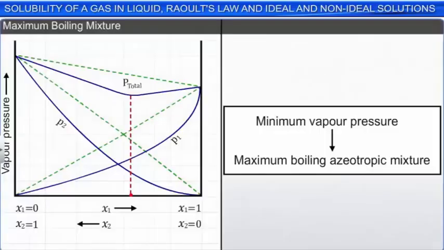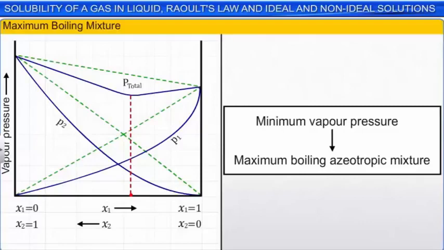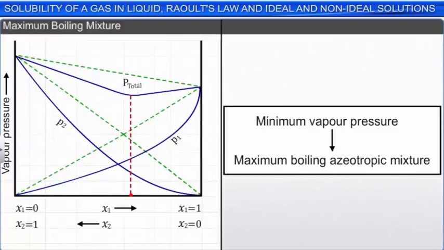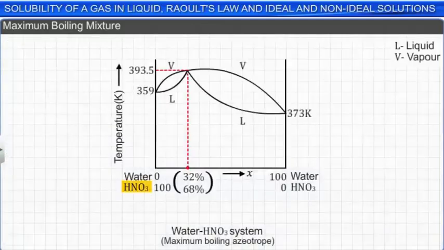Let us now discuss the other type of azeotropic mixtures: the maximum boiling azeotropic mixtures. When the magnitude of negative deviations from ideality is very large, the total pressure curve in such cases passes through a minimum X. As you can see in the diagram, the point X corresponds to the minimum vapor pressure, so this will result in a maximum boiling azeotropic fraction. Nitric acid and water is an example of maximum boiling azeotrope. The azeotropic composition of this mixture at 393.5 Kelvin is 68% HNO3 and 32% water.